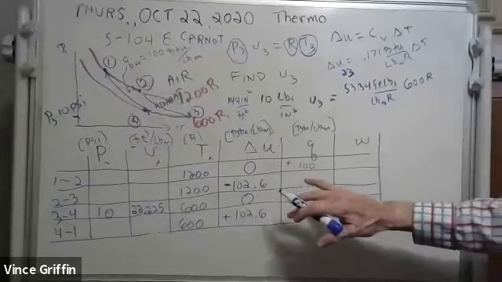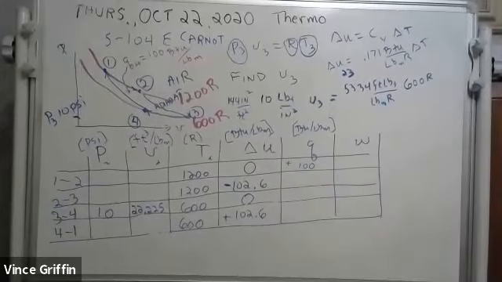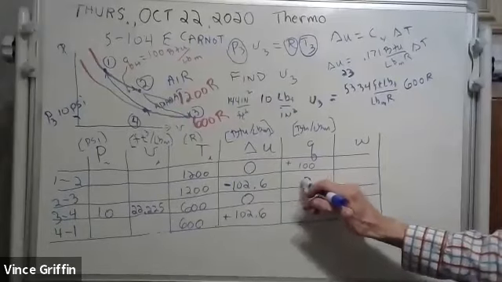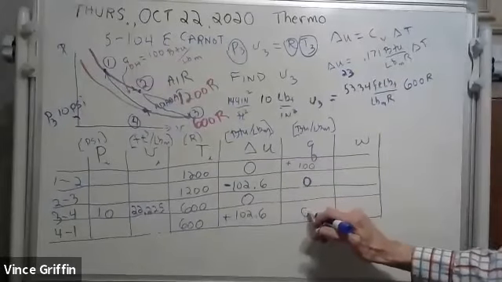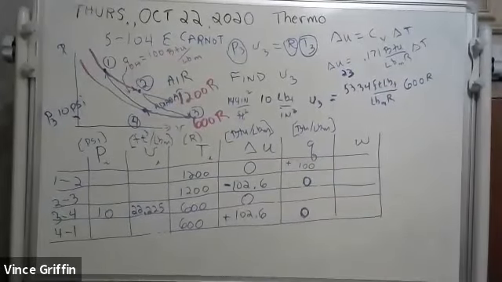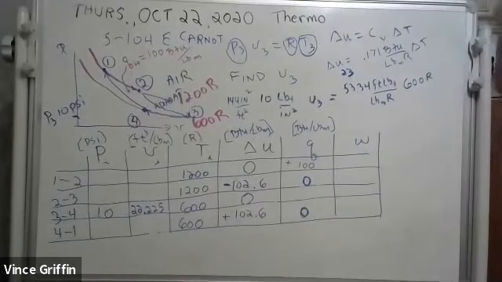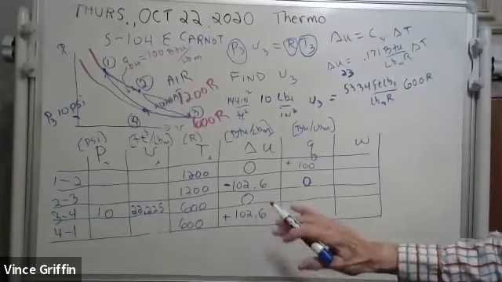Now, what I need to know is which Q's here do I put zeros in? The 2 to 3 and 4 to 1. You got it. Good going. See, those are adiabats. Adiabats don't have any heat transfer. Now we can get this.